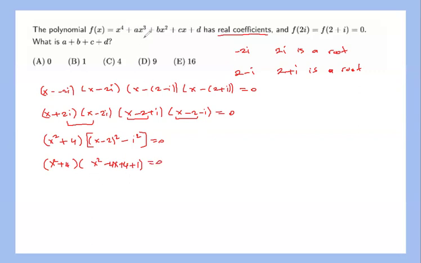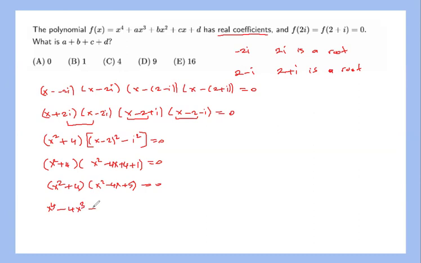And the goal is just to get the a, b, c, d, so we want to expand these. Let's go ahead and do that: x squared plus 4 and x squared minus 4x plus 5, which is equal to 0. Now we can expand them. x squared times x squared will be x to the 4, and then x squared times this will be negative 4x cubed.